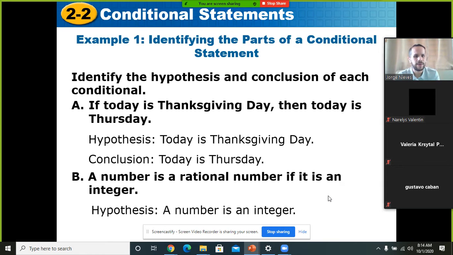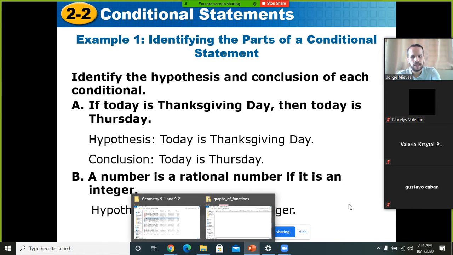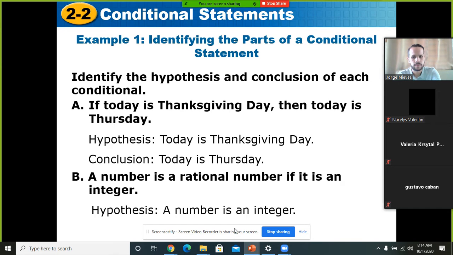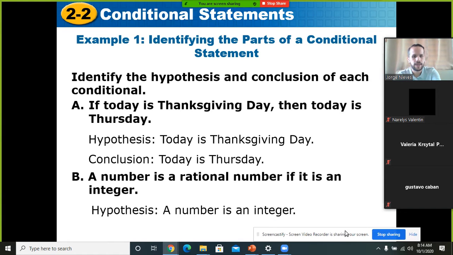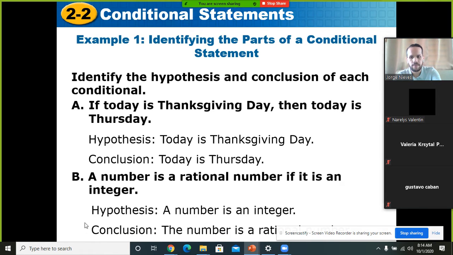Aquí está al revés. Ah, ¿no te diste cuenta? A number is an integer. Y la conclusión, ¿cuál es? Is a rational number. Vieron, aquí está al revés. Tenemos que leer, ¿verdad? Identificar, porque puede cambiar. So the conclusion is the number is a rational number.